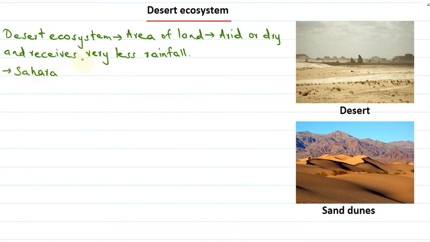Okay, so there is a desert called Sahara that is present in Africa. It is the largest desert region in the world. Okay, and Sahara Desert is present in Africa. Plants like cactus or other thorny weeds grow in desert ecosystem.